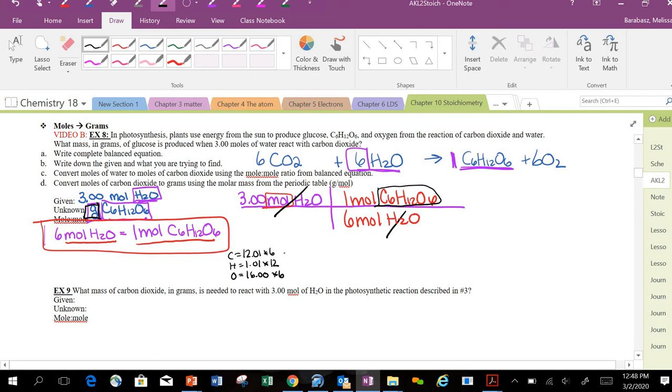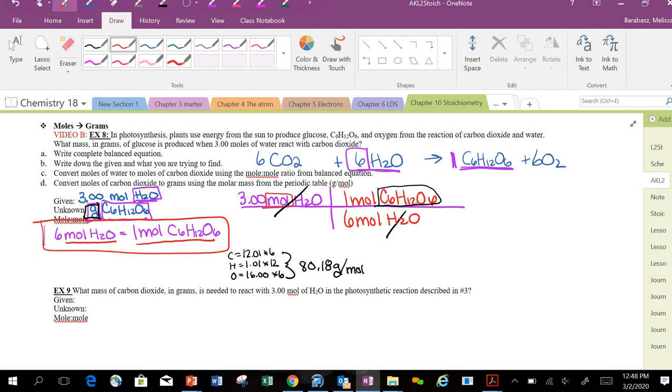So we're using our molar mass. And when we calculate that out, we end up getting 80.18 grams per mole of glucose. So that's not just our grams, that's our grams per mole. So that's how much glucose would weigh if we had 1 mole.